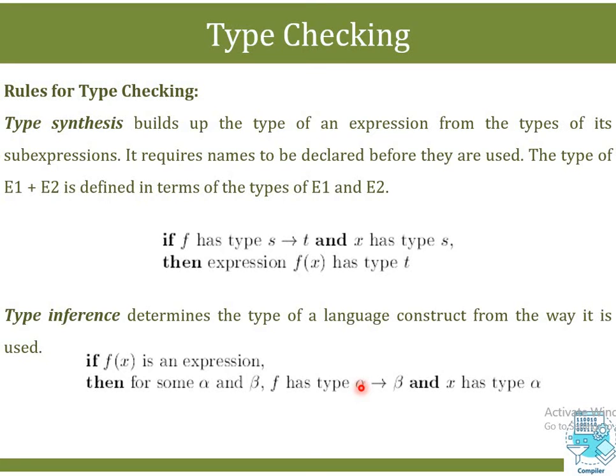Okay. So what does it mean? Synthesis means it will be taking the type based on its sub-expressions. Whereas type inference means it will be taking the type based on how you are using it. If you are assigning an integer value, then it takes a type integer. If you assign boolean value, it will be taking the type boolean. So that is what type inference is.